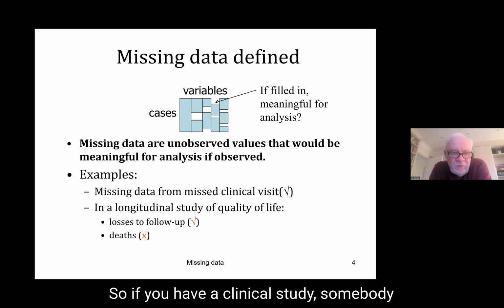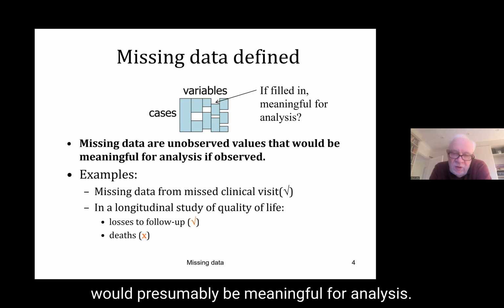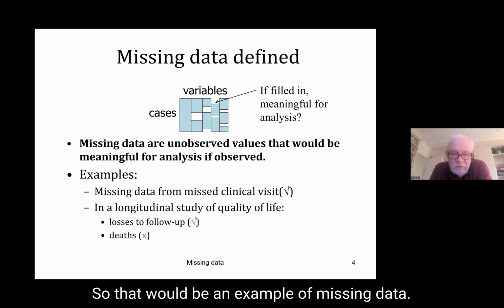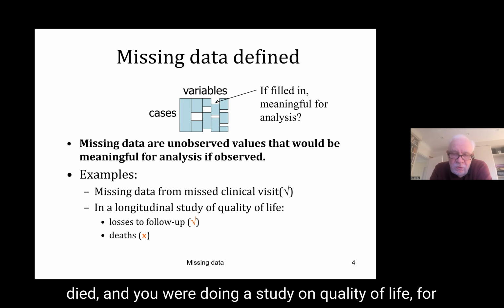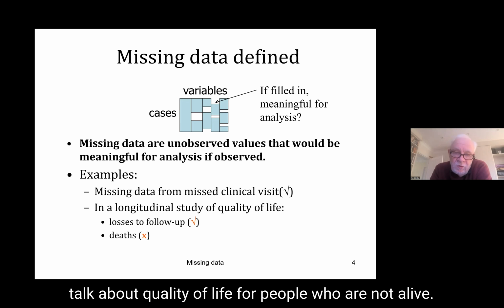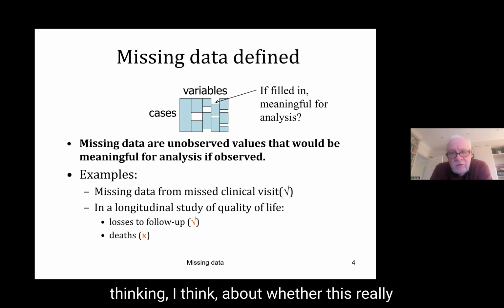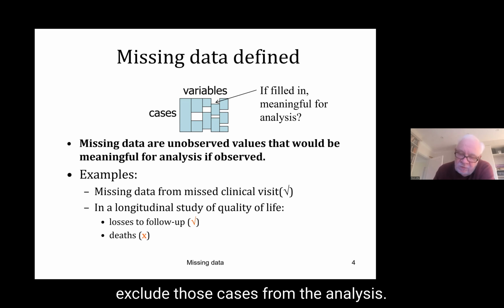Couple of examples. So if you have a clinical study, somebody misses a clinical visit, then the recordings that they would have got from that clinical visit would presumably be meaningful for analysis. So that would be an example of missing data. If unfortunately they didn't show up because they died, and you were doing a study on quality of life, for example, then that's not missing data from my point of view, because I don't think it makes much point to talk about quality of life for people who are not alive. But in any particular situation, it's worth thinking about whether this really is missing data or whether we should just exclude those cases from the analysis.